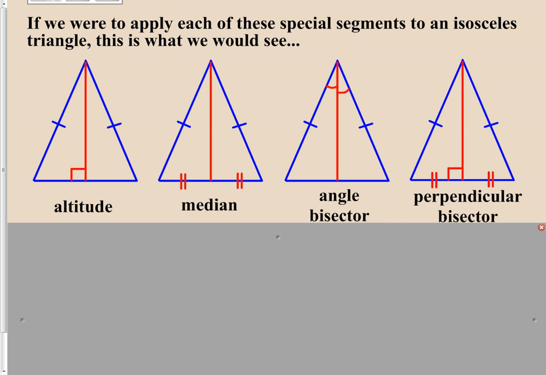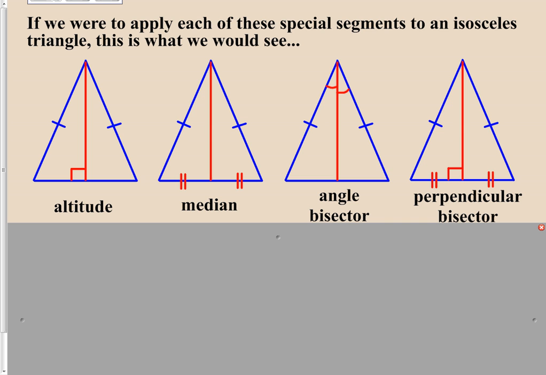Now, I want you to consider a few things here. You can stop taking notes here for the next moment or two. I'll tell you when you need to begin again. If we were to apply each of these special segments to an isosceles triangle, here is what you would see. Now, all I've done here is I generated an isosceles triangle, this blue guy, and I copied it 3 more times and put them down.